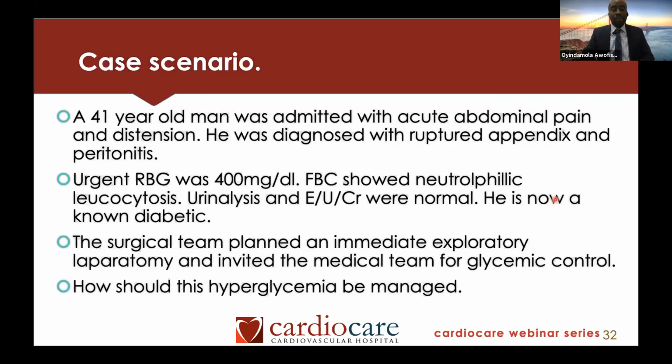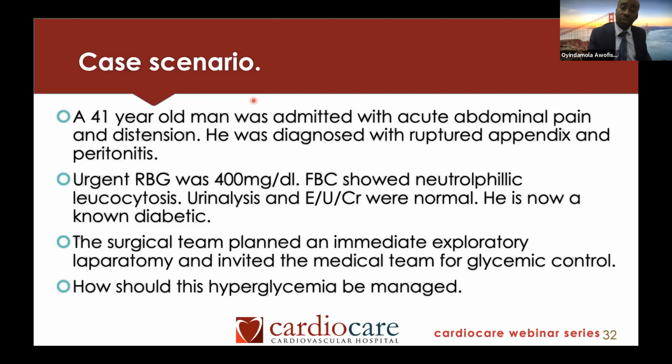So the surgical team planned an immediate laparotomy and invited you, the medical team, for glycemic control. How should this hyperglycemia be managed? Of course, I'm going to give the answer, but we should think about it. I'm sure we all have different things in our head now: you'll do this, you'll do that. Obviously, while this is an emergency surgery that should be done as soon as possible, the hyperglycemia cannot be ignored either. It should be controlled while the patient is being prepared for surgery, during surgery, and after surgery.